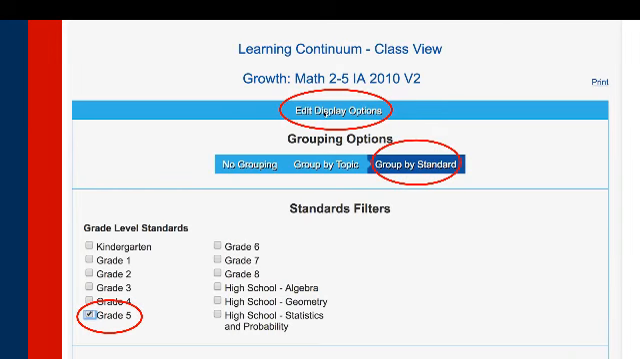This screen shows you that you want to edit the display options. You definitely want to click Group by Standard, and again, to minimize the number of standards that you're seeing, you can select just your grade level. You could select a grade below and a grade above. It's really up to you. But to narrow it down a little bit in the beginning, you might want to just select your grade level and 1 or 2 on either side of it.